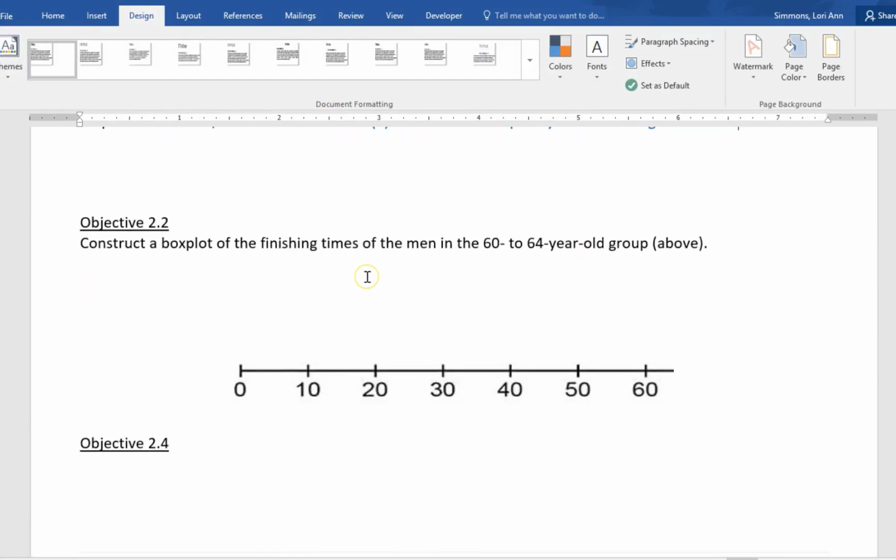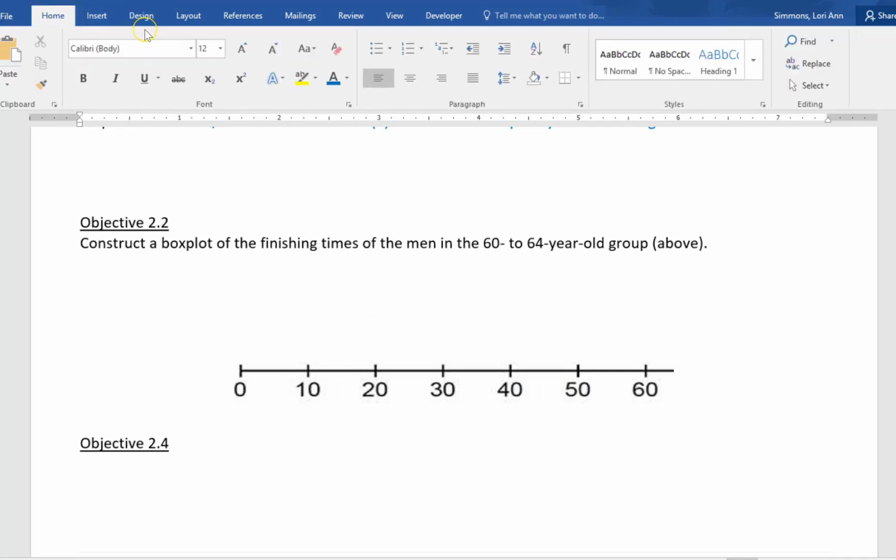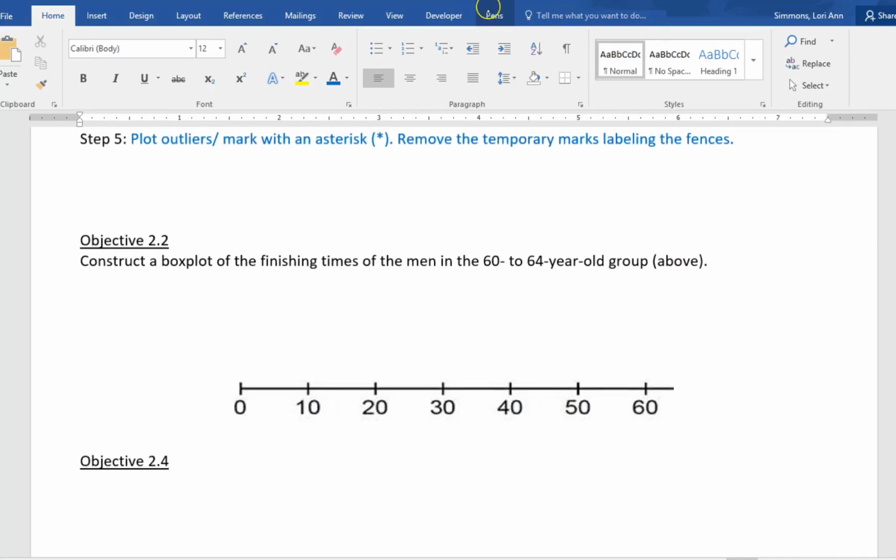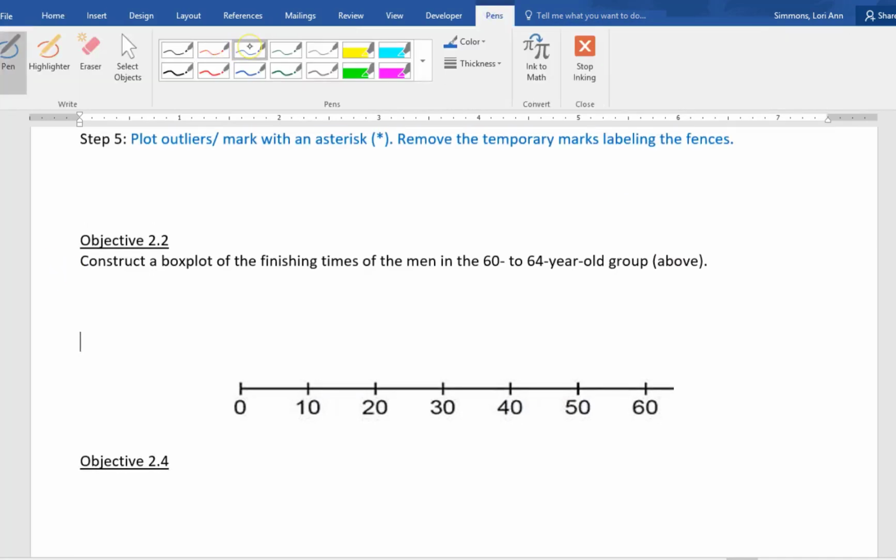So I'd like you to construct a box plot of the finishing times of the men in the 60 to 64-year-old group from up above. So step 1 is to determine the lower and upper fences. So the lower fence is Q1, which was 26.06, minus 1.5 times your IQR.